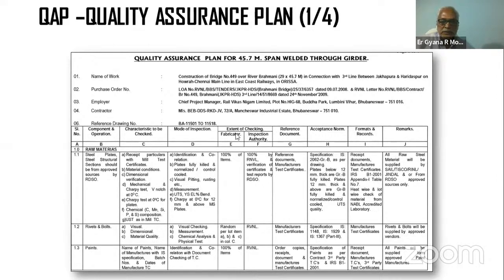Then the extent of checking, who has what responsibility, like the fabricator has to check 100%, and the inspecting authority, what percentage they have to check. What are the reference documents? Reference documents for this particular item is the manufacturer test certificate, which comes with the material. Then what are the acceptance norms, whether it's grade B or E250 or E350 or E410, whatever the grade, whatever is designed, whatever is given in the drawing, those acceptance norms. Then our formats and records. If it is IRS B1 2000, these are all particular documents which can be specified by the manufacturer.